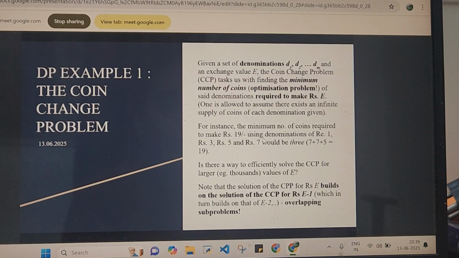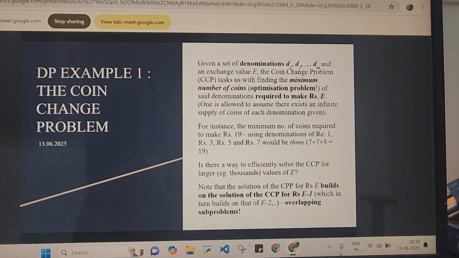So if that was a little too technical, look at the example here. You have denominations rupees 1, 3, 5 and 7. These are the only denominations of money available with you, and you have infinite number of coins of each denomination. Now you are expected to pay someone rupees 19. Now obviously there are multiple ways of making up this amount of money, rupees 19, using the available denominations.